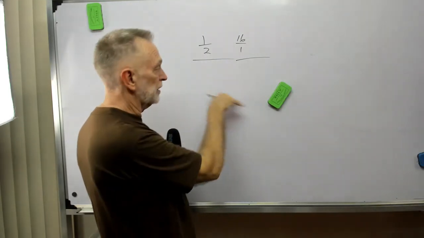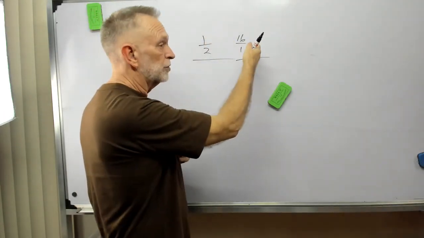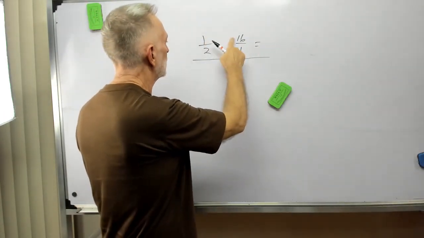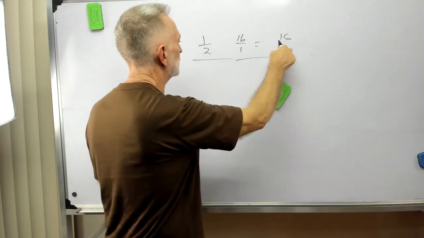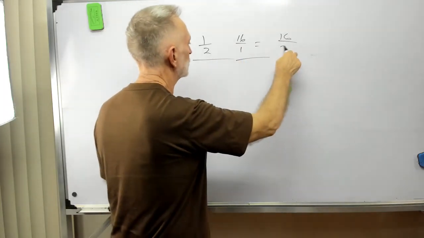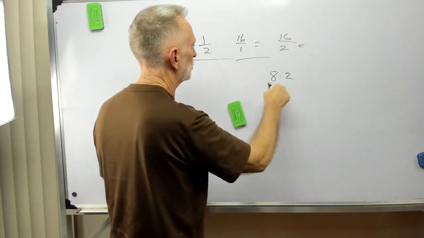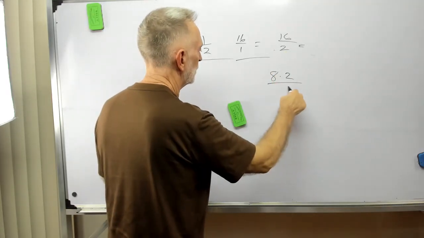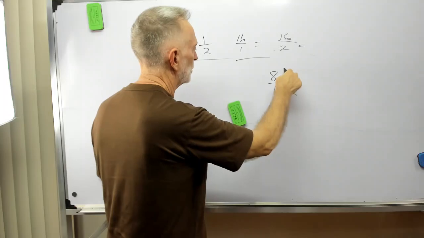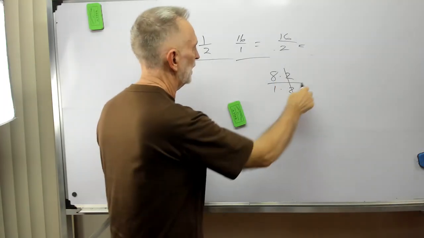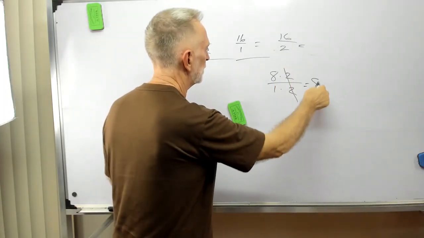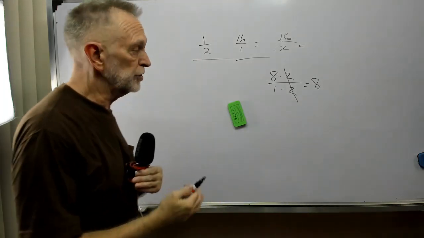So if we just skip that and go on to inverting and multiplying, 16 times 1 is 16. 2 times 1 is 2. So 16 is 8 times 2 divided by 1 times 2. 2 over 2 cancels, so 16 over 2 becomes 8 over 1, or just 8.